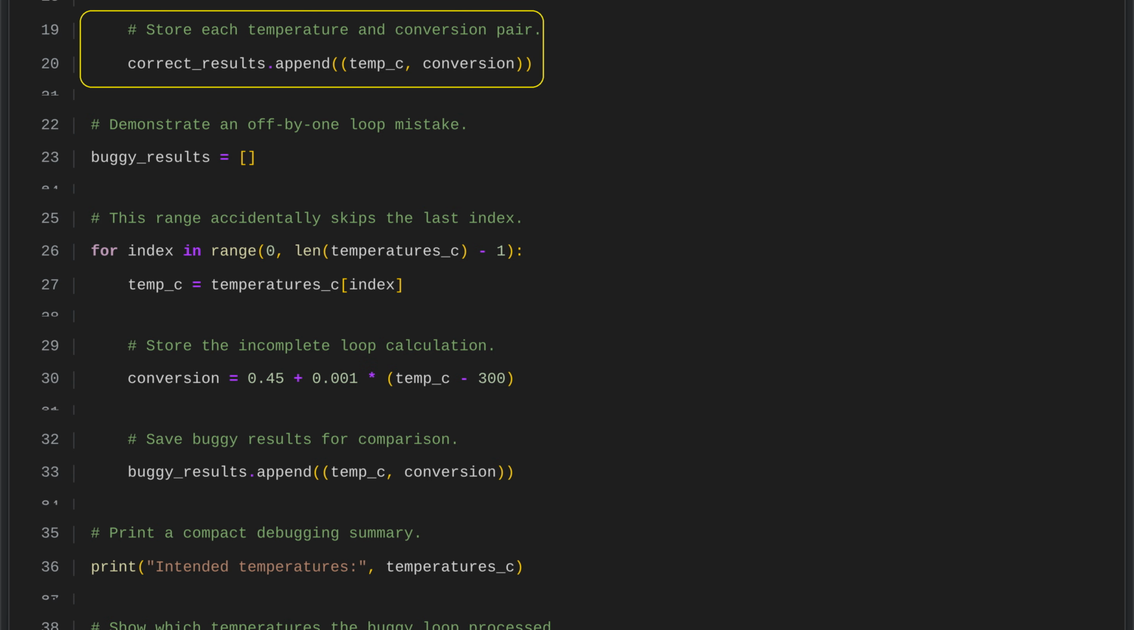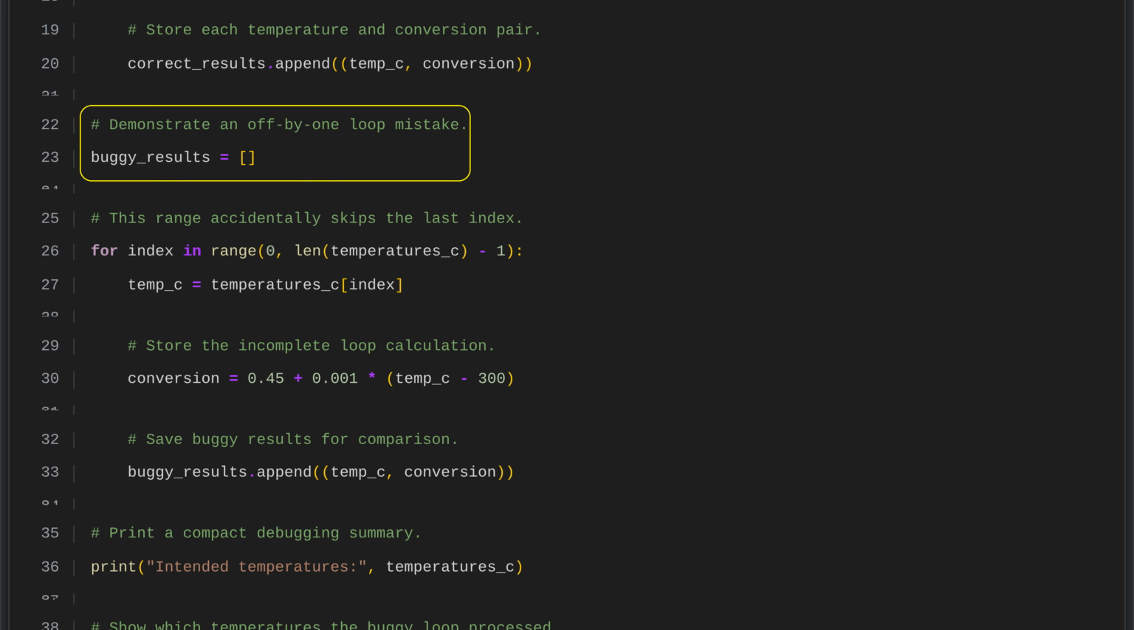This code stores each Celsius temperature together with its converted value as a pair in the list of correct results. Keeping the original and converted values together makes it easier to check the calculations later and confirm that every temperature was handled accurately. A results list is created to store temperature conversions from a loop that contains an off-by-1 error. Because of the loop mistake, the list will miss some intended data. This makes it useful for comparing incorrect loop behavior with the correct version later.